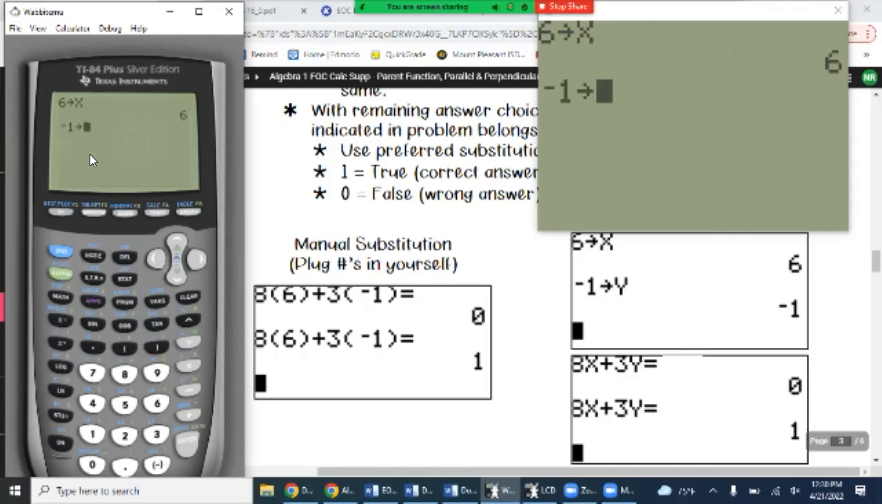You can't push the X button, but there is a Y in there, right above the 1. What color is it? It's green. So you have to press alpha 1. And there's your Y. Push enter.